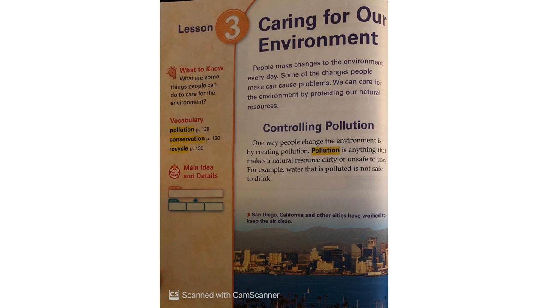So let's start reading. One way people change the environment is by creating pollution. So pollution is anything that makes a natural resource dirty or unsafe to use. For example, water that is polluted is not safe to drink. This picture down below here is from San Diego. California and other cities have worked to keep the air clean. So there are many cities in the United States and lots of states that are working proactively to combat pollution.